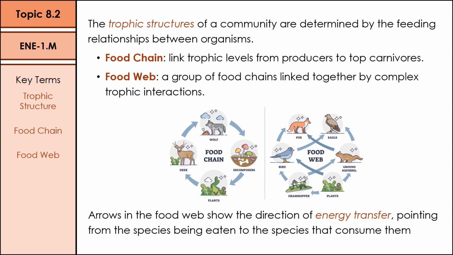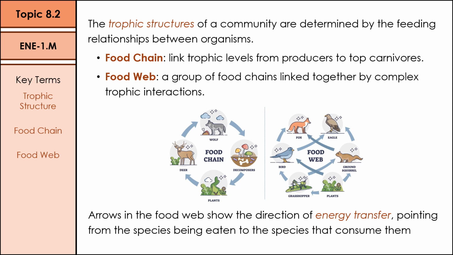And the food web takes the idea of a food chain and expands on it. So we consider everything that is happening within an ecosystem related to the energy being transferred and all of our feeding relationships. So we can take multiple food chains and we can combine them together and see how things are interacting at this ecosystem level.